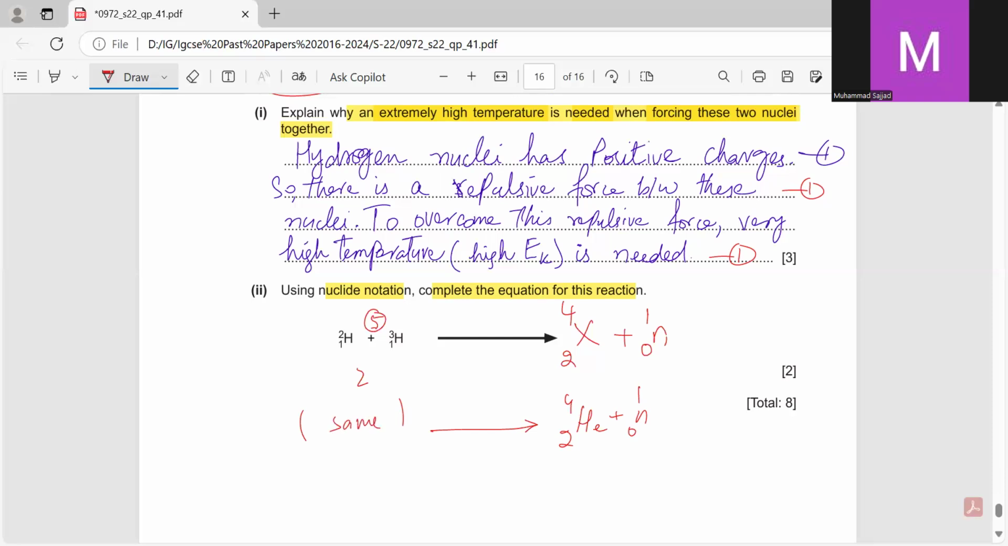And now see even here, 2 plus 3, 5. So here 4 plus 1, 5. And then 1 plus 1, 2. So here 2 plus 0, 2. So the equation is balanced: the law of conservation of charge is there, and the law of conservation of mass is also applicable. So the equation is correct.